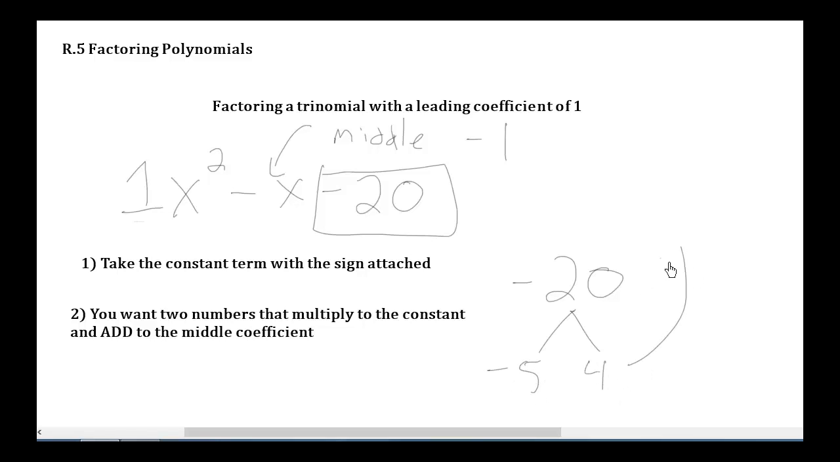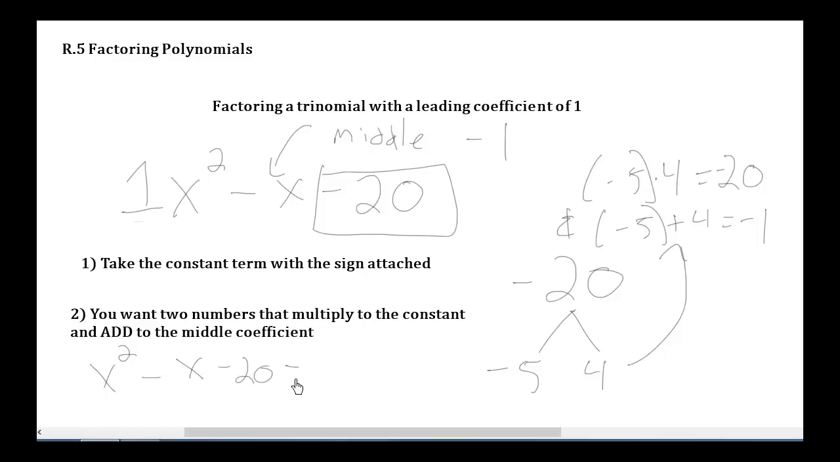Right? Quick check. If I take minus 5 times 4, we get negative 20. And if I add these two, minus 5 plus 4, I get the minus 1. And then that's how they're going to factor. So x squared minus x minus 20 factors, and use parentheses because you're factoring, you're going to get a product. You get x minus 5, parenthesis, parenthesis, x plus 4. These two numbers are how it's going to factor.